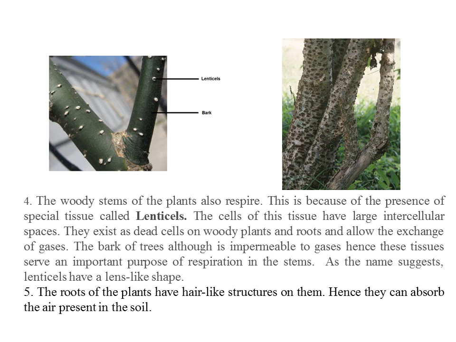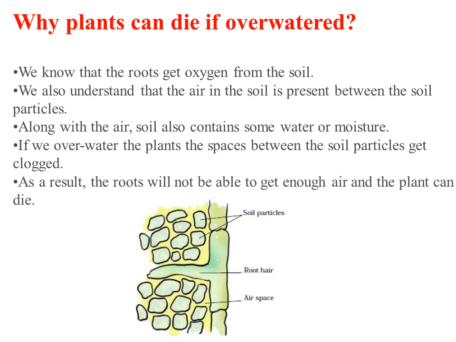They can absorb the air present in soil. So after lenticels, the root of plants also have hair-like structures. They are also responsible for absorbing air present in the soil. Why can plants die if overwatered? What is the reason? Plants can die if overwatered. We know that the root gets oxygen from the soil, as we have already learned.